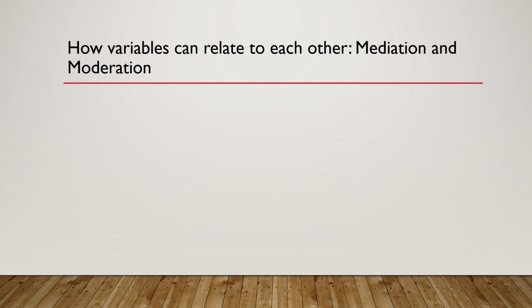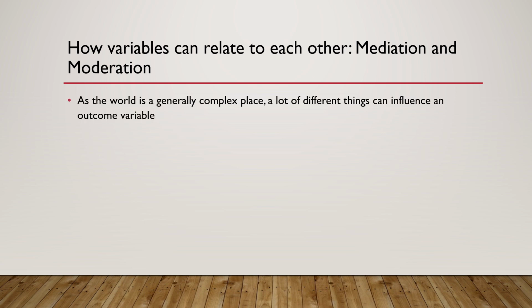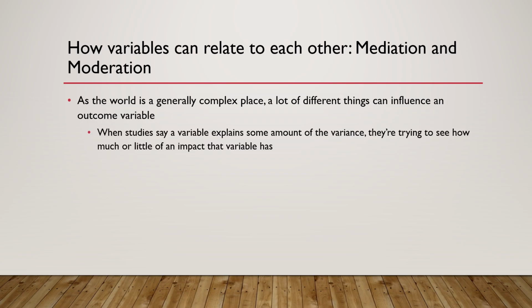And finally, another way that variables might relate to each other is mediation and moderation. Because the world is a complex place, a lot of things can influence any particular outcome variable. Rarely do we have a direct one-to-one relationship. That's because humans are complex, and a lot of things influence what we do, how we perform, how we behave. So when a study says that a variable explains some amount of the variance, they're trying to see how much or how little that variable impacts the other variable they're looking at. If it's explaining a lot of variance, it has a lot of impact.